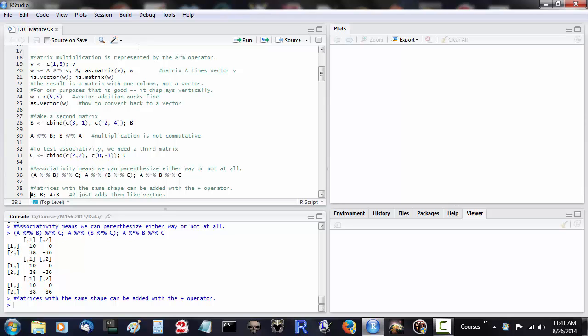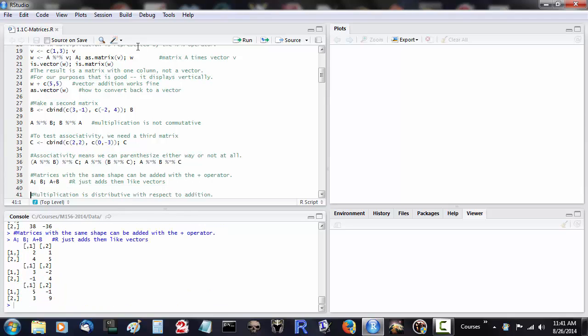We can add matrices together, provided they have the same shape, just by using the plus operator. The reason this works is that as far as R is concerned, a matrix is just a special type of vector, and the plus sign adds vectors together.